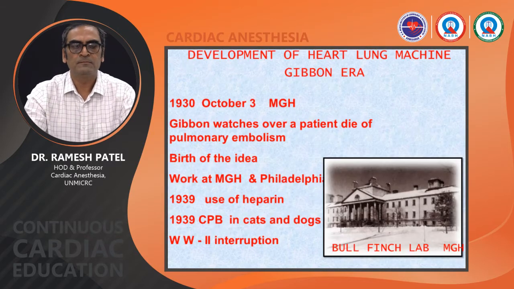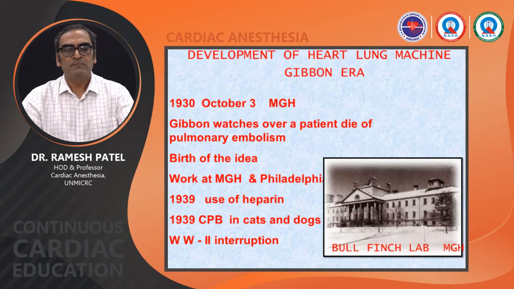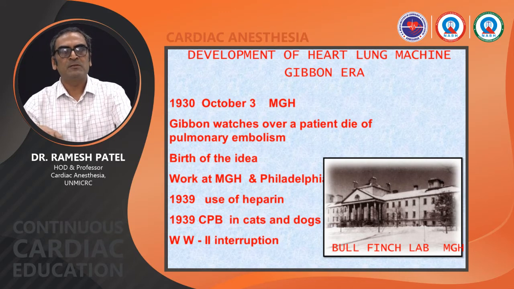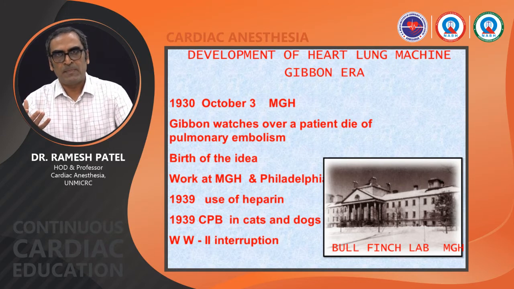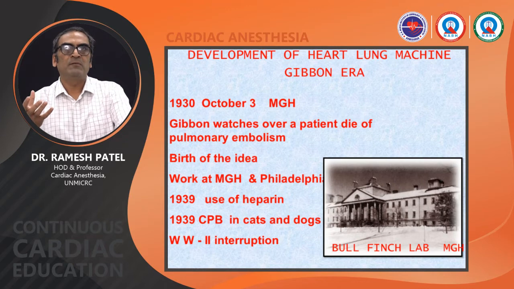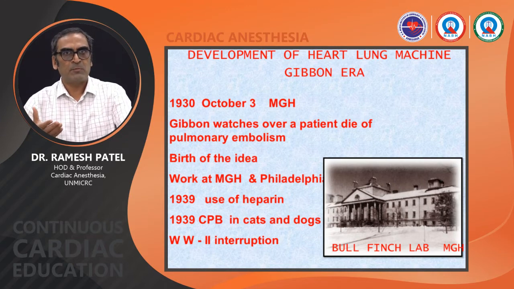In 1930, Dr. Gibbon was on duty in Massachusetts General Hospital. He observed a patient die in front of him because of massive pulmonary embolism. This event gave birth to the idea that there should be a machine which can take over the function of the heart as well as the lung, so that such patients can be saved.